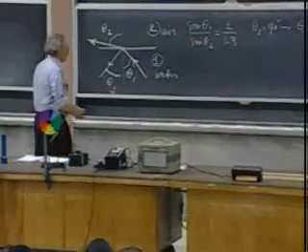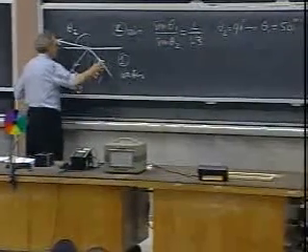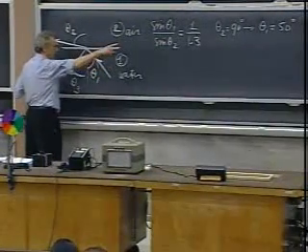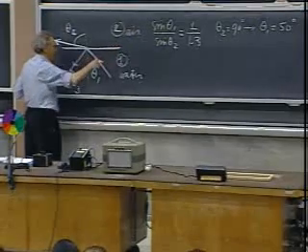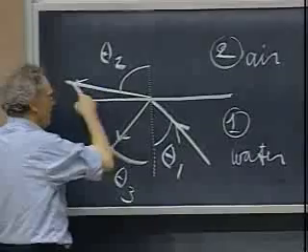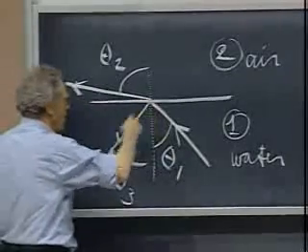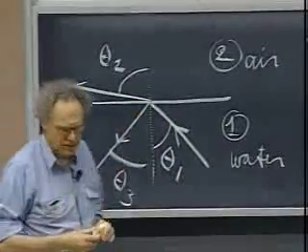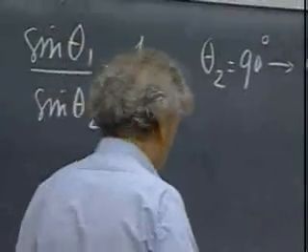And what nature now does, if the angle of theta 1 is too large, in this case with water larger than 50 degrees, this is not there anymore, and all the light is now being reflected off that surface. And we call that total reflection.